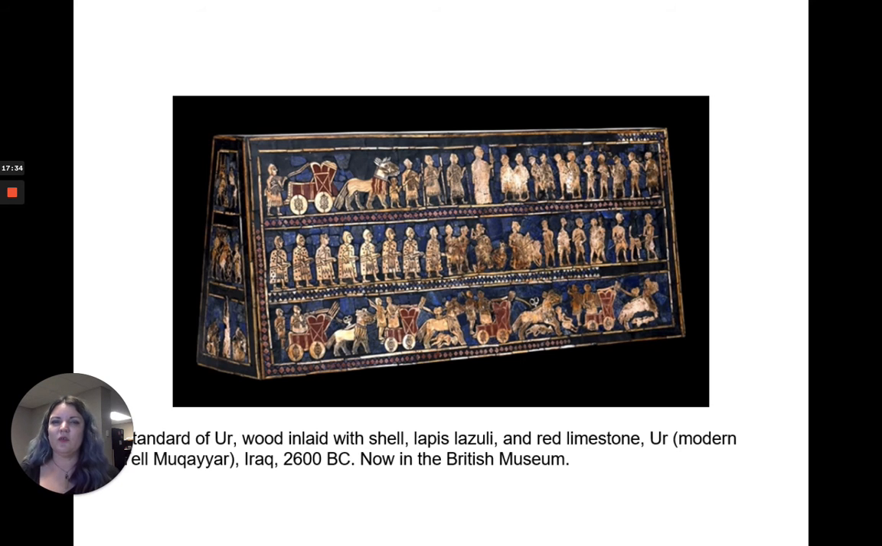So the thought when this was first discovered was that it was some kind of standard that would have been held in battle, which is bizarre because this thing is heavy. It's wood inlaid with shell, lapis lazuli, and red limestone, but the guy who first discovered it was like, clearly this is for battling. It's not, so it's not really a standard. That's a little bit of a misnomer, but that's okay. It's kind of interesting to learn about how things get their names. So this thing was found in the royal cemetery of the ancient city of Ur. So this is modern Tel Makayar in Iraq. This is from about 2600 BC, and it's now in the British Museum.